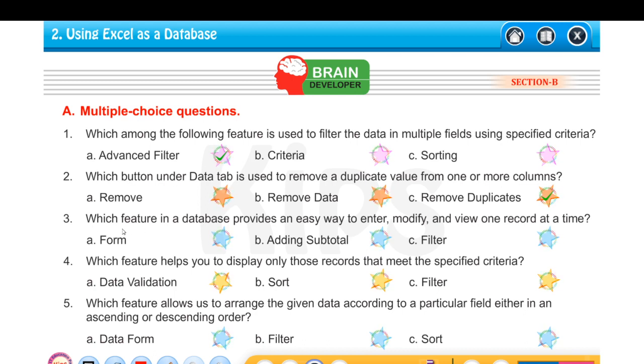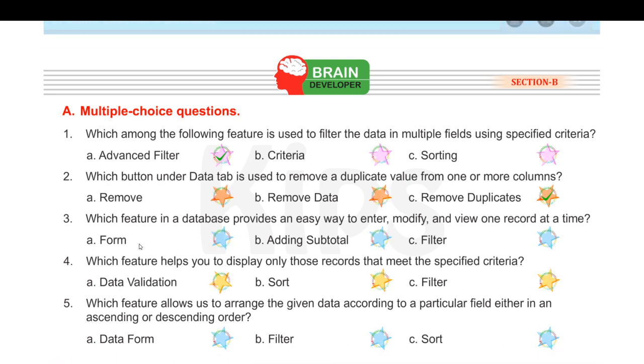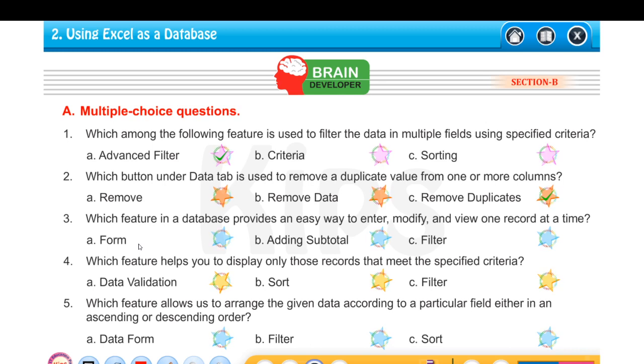Which feature in a database provides an easy way to enter, modify and view one record at a time? We want to see only one record at a time, the record of roll number 1 or roll number 10. If you see it in an Excel sheet, you can see various records and various roll numbers. So we will use form.